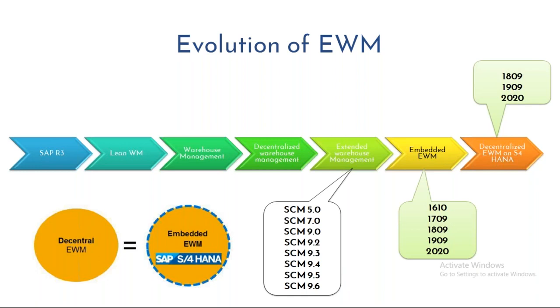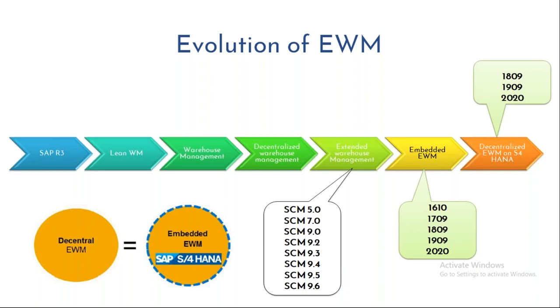Within Extended Warehouse Management, we have different versions: supply chain management 5.0, 7.0 till 9.6. After that, we have embedded warehouse management, embedded EWM. Embedded EWM started from 16.10, and currently it is in the 2020 version. We also have another deployment option, which is decentralized EWM on S4. So these are the options we have.